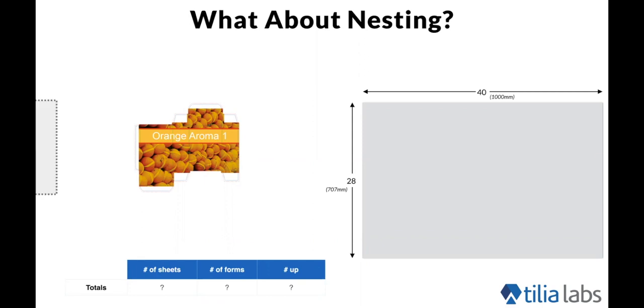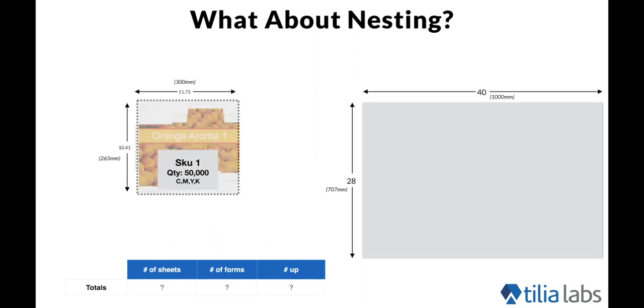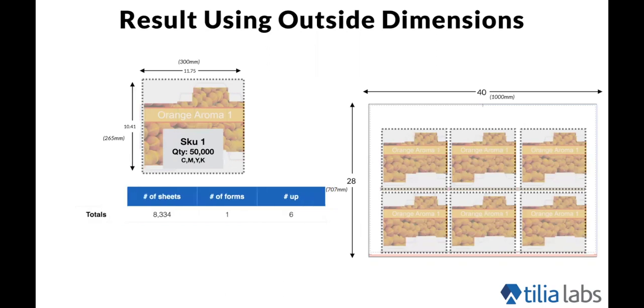And typically the industry is answering this question by looking at the outer dimensions, or the bounding box, of the shape and doing some basic rough math. Again, it's easier to do in millimeters here, but we can get six up. So we can go three across, two down. And that gives us a total at 50,000 of 8,334 sheets.